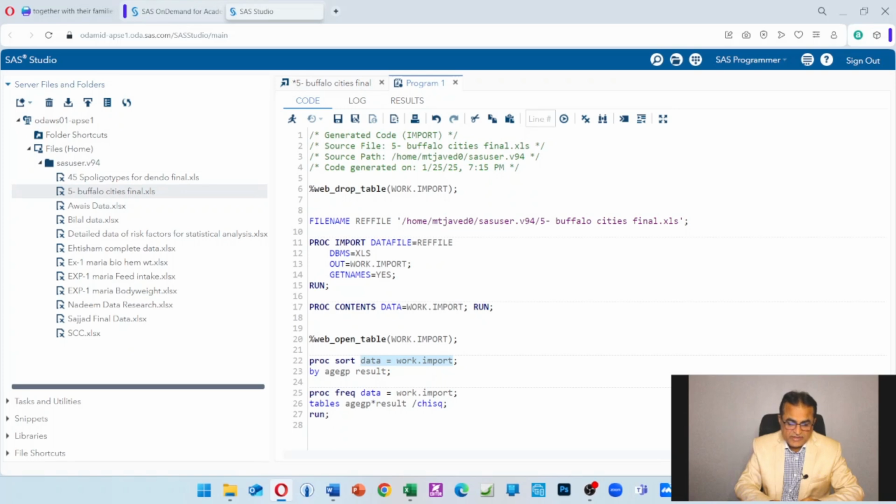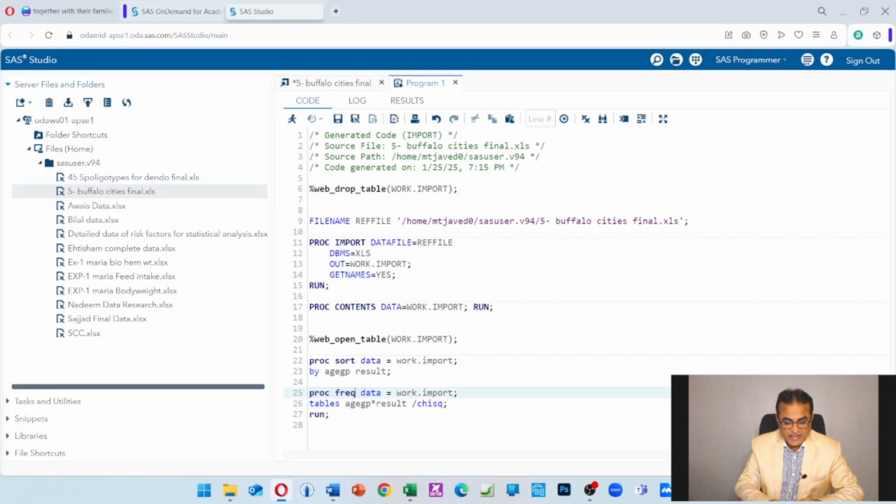How does it have to be sorted? Because we want to compare age groups, whether there was any significant difference between age groups in positive animals or not. So we are going to sort the data by age group and result, and then we'll be doing frequency analysis.